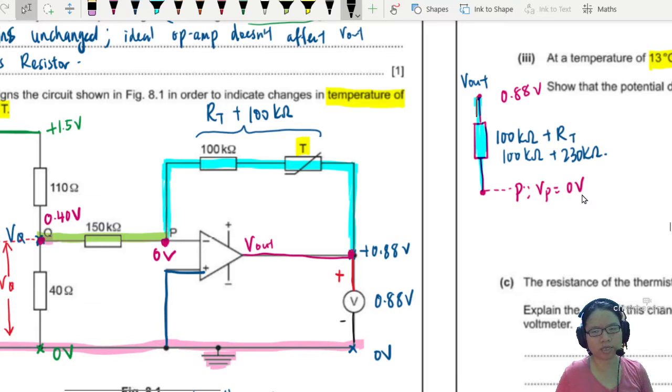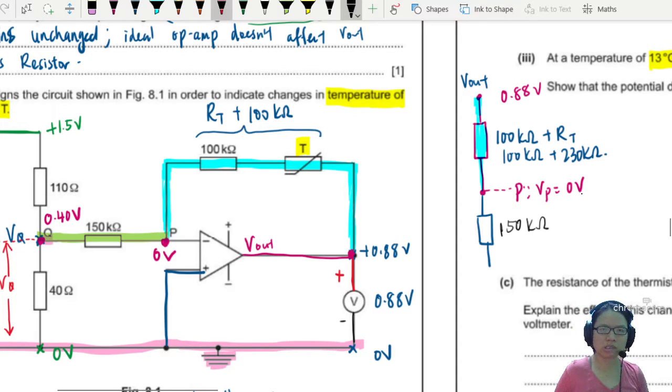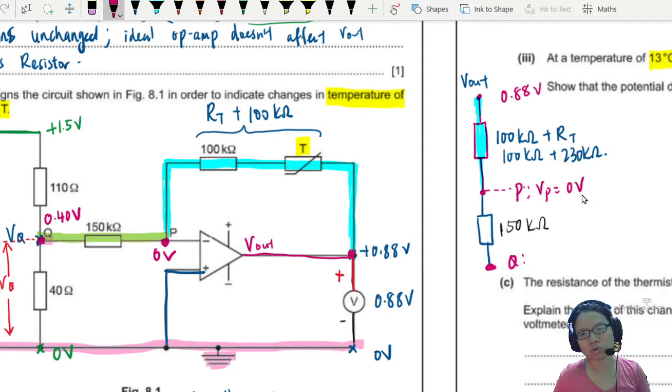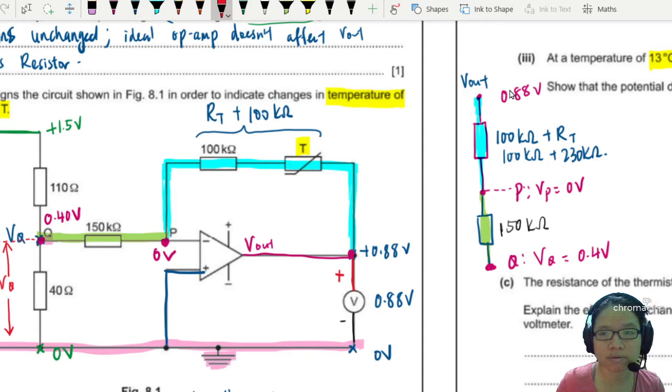Miss, I got a suspicion. Yes, what is your suspicion? Miss, since this is 150 kilo ohm, this one down here, since this is Q, VQ is 0.4 volt, we cannot have positive on both sides of 0. Yes, so smart of you. If both sides of 0 cannot be positive, what's going to happen? This means we need to bring in the dreaded negative sign.